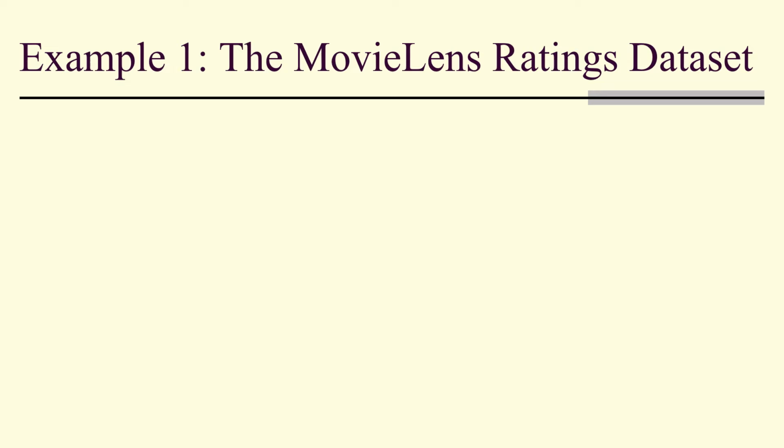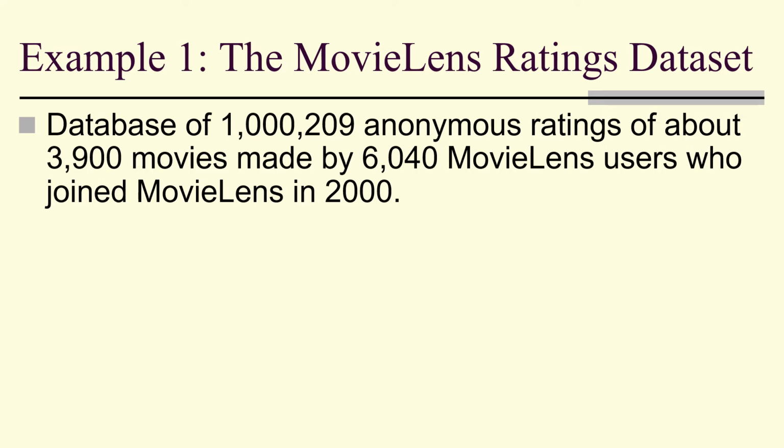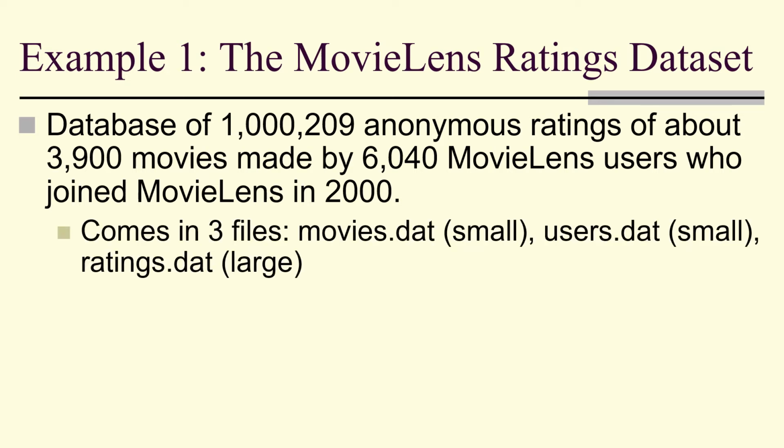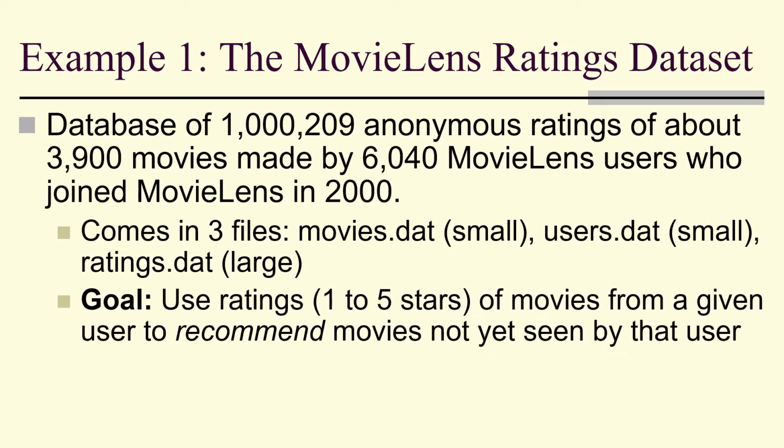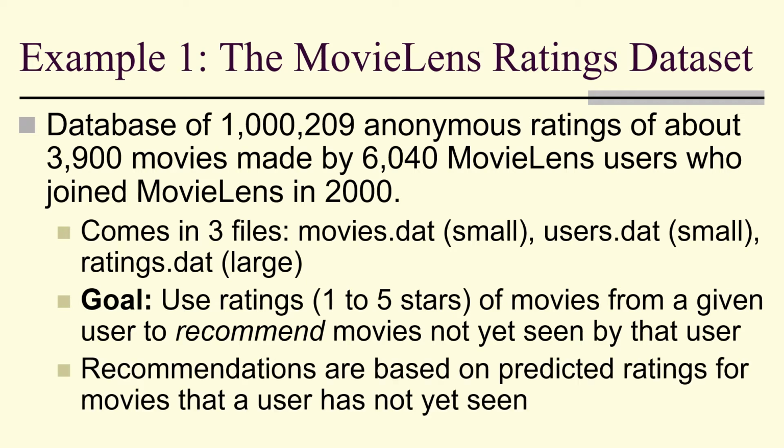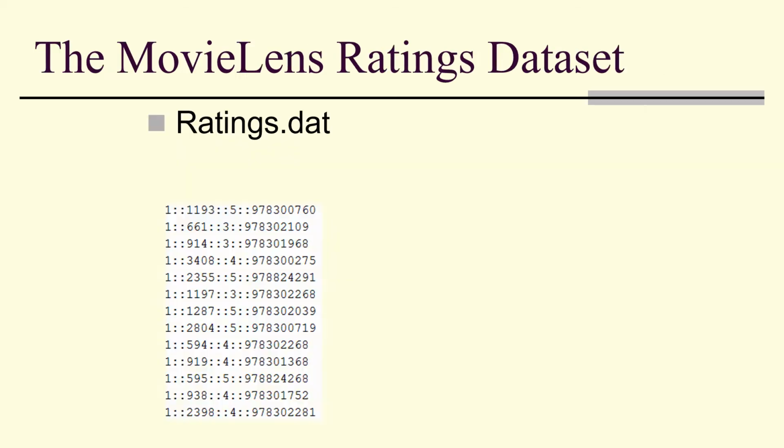So let's look at an example, the MovieLens ratings dataset. This is 1 million or so anonymous ratings of about 3,900 movies made by about 6,000 MovieLens users. There are 3 files: movies, users, and ratings. The goal is to use the ratings, which range from 1 to 5, of movies from a given user to recommend movies not yet seen by that user. Recommendations are based on predicted ratings for movies that a user has not yet seen.